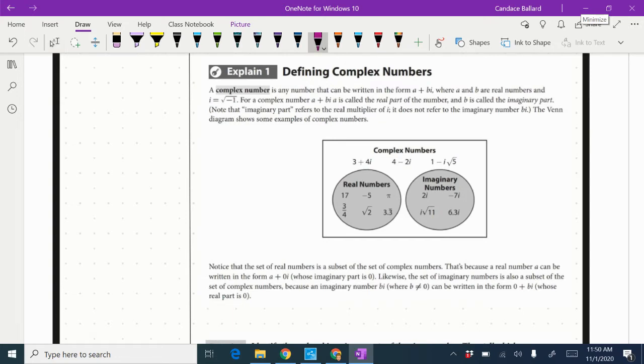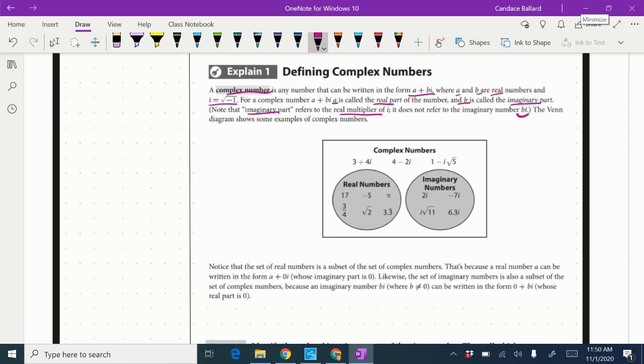It's any number that can be written of the form a plus bi, where a and b are both real numbers, okay? And i is assumed to be equal to the square root of -1. For a complex number, a plus bi, a is the real part of the number and b is called the imaginary part of the number. Note that imaginary part refers to the real multiplier of i. It does not refer to the imaginary number bi. So the imaginary part means just the number, not the i.